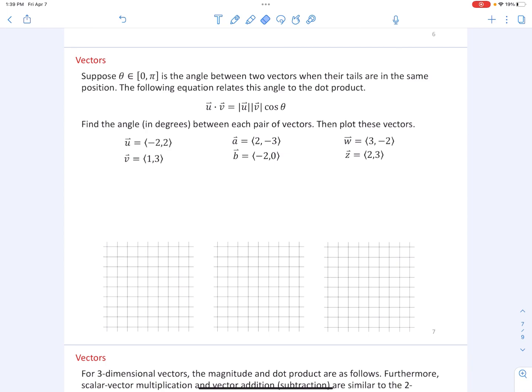Notice all three of these pairings are the same pairings of vectors we had on the previous slide. And let's go ahead and graph them so that they have the same tail. So the first vector is -2, 2. So we go left 2 from the tail and then up 2.